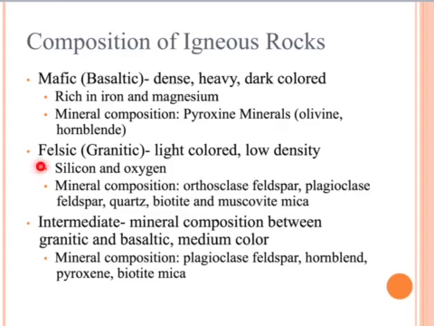The next type, felsic, also known as granitic, has very light-colored minerals and a relatively low density. These typically have lots of silicon and oxygen. Minerals that are common in felsic rocks are orthoclase feldspar, plagioclase feldspar, quartz, biotite, and muscovite.